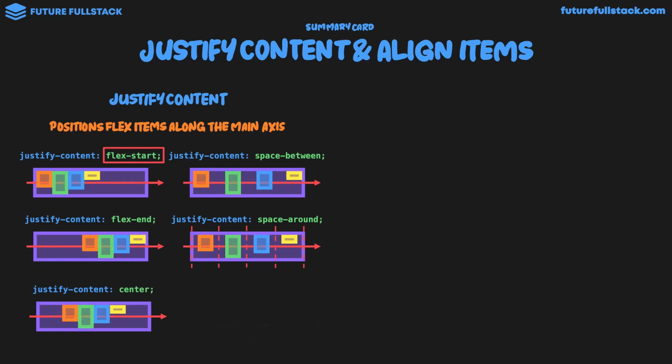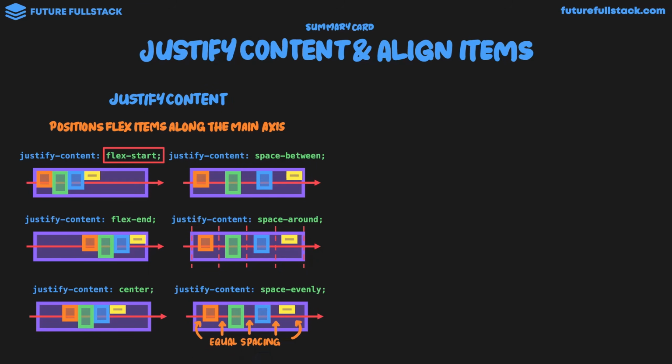The last value was space evenly. We have our flex container, our main axis, and this simply just spaces the flex items evenly with equal spacing between the flex items and the edges of the container.